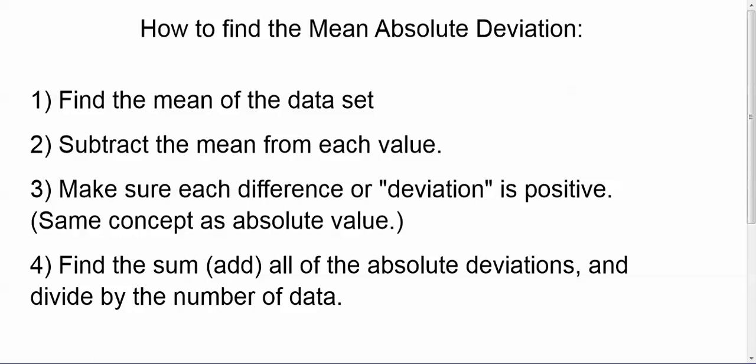To find the mean, you add up all your values and you divide by the number of numbers in the set. The second step is, for each of your data pieces, you subtract the mean from each value and you find the difference. And then, because we're dealing with mean absolute deviation, we need to make sure that the difference, or the deviation as they call it, is positive.